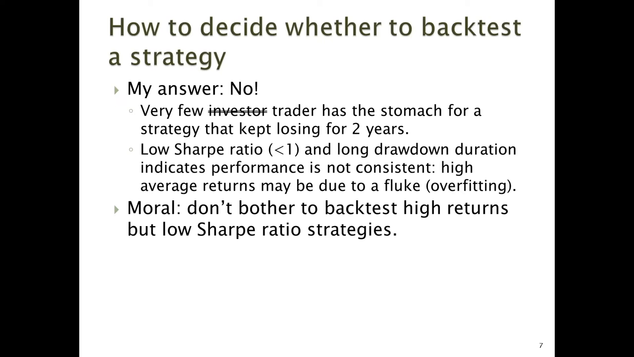So if we are students of statistics, we know that we can't just depend on the expected value of a random variable. We need to look at the error bars, and a low Sharpe ratio indicates that the expected value divided by the error bar is really low, and so the whole backtest may not be a statistically significant result. You can view a backtest as really a statistical test of your strategy, and in this case, any Sharpe ratio less than 1 indicates that the statistical significance of your backtest is low.